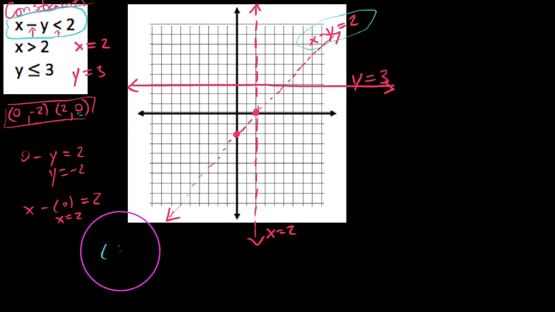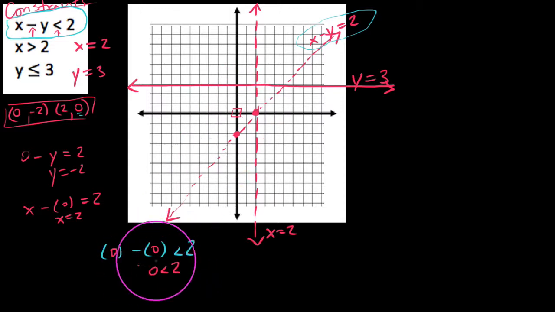We say, all right, well, x minus y is less than 2, where we're plugging in 0 for x and 0 for y if I'm testing this point 0, 0. And I get the statement 0 is less than 2. And since this is a true statement, we are going to shade toward the side of this constraint that contains the point 0, 0. So you're going to be seeing me do this. I'm going to shade to this side here.